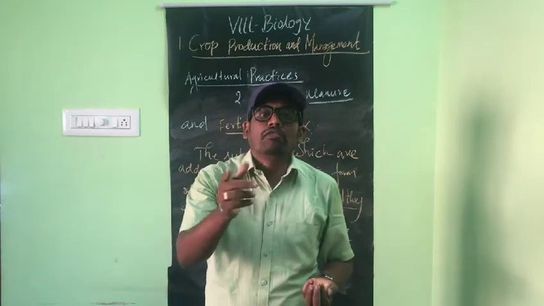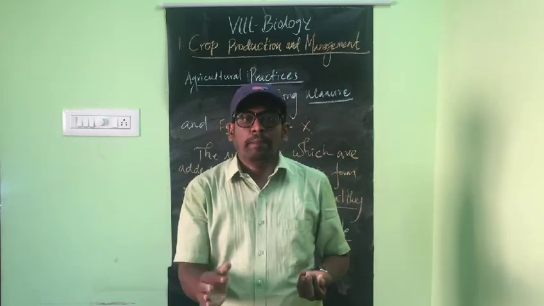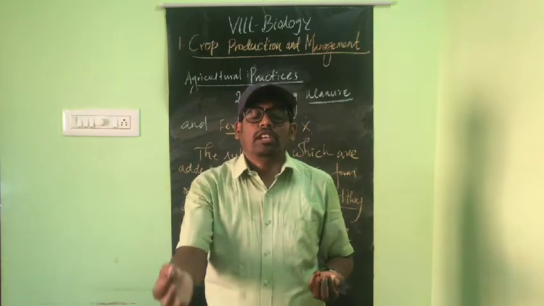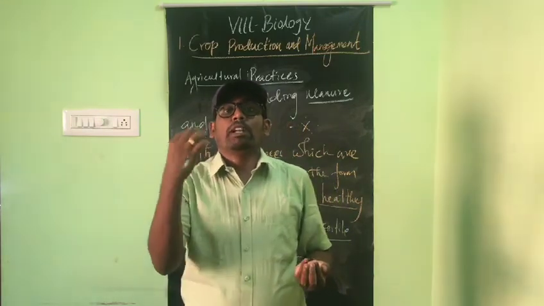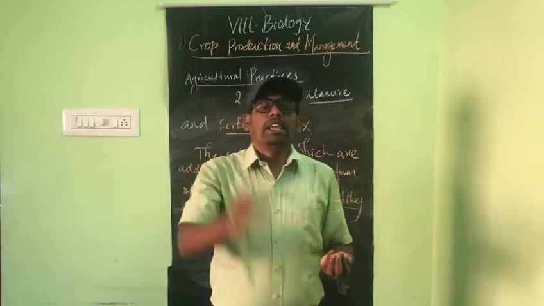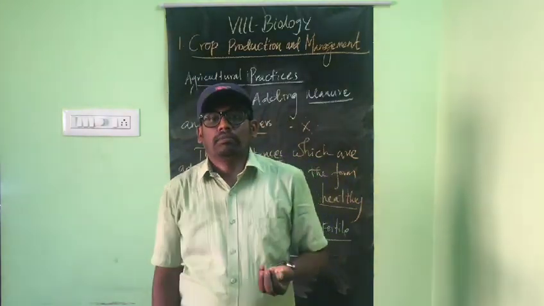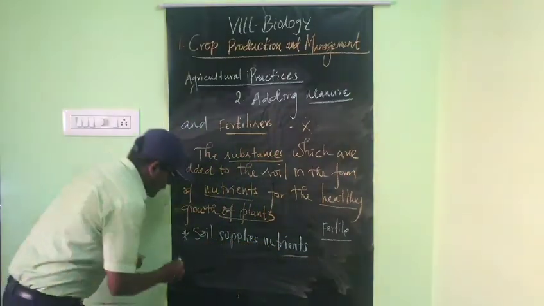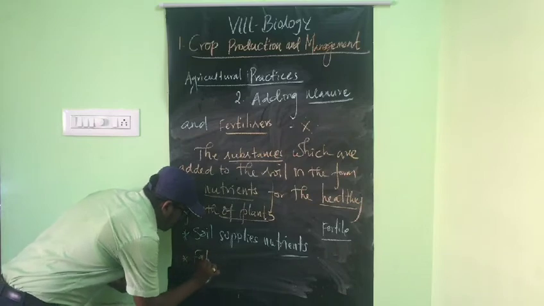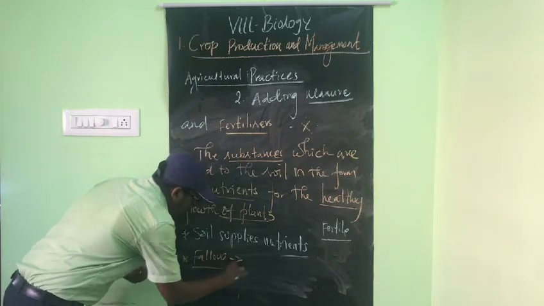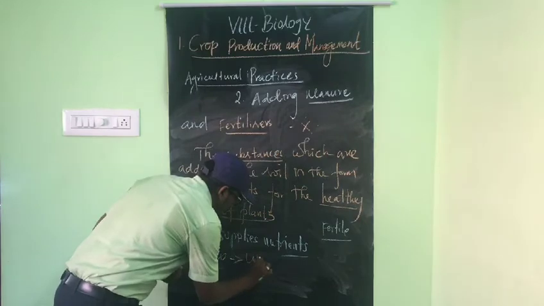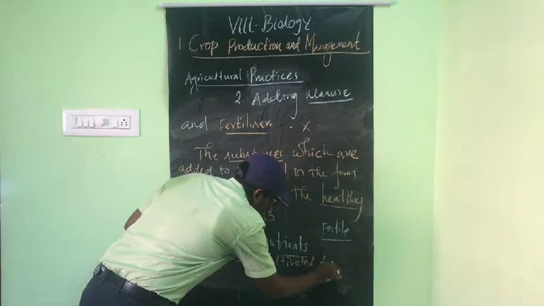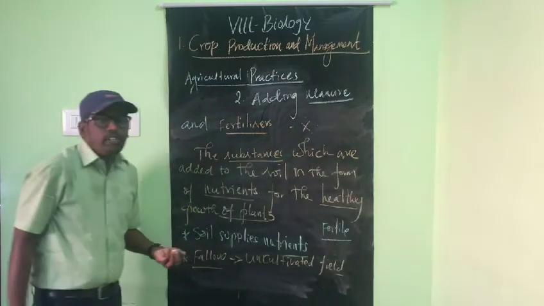So why should we give the gap? Then only the nutrients will be replenished. What is meant by replenish? Replenish means replacing. We have to give some time. So the field that is uncultivated is called a field fallow. The important question: what is field fallow? Uncultivated. An uncultivated field is called a field fallow.